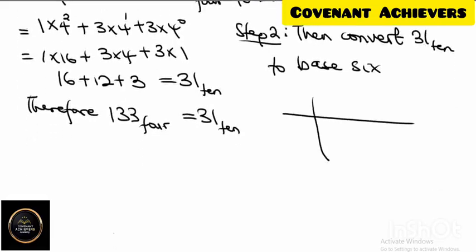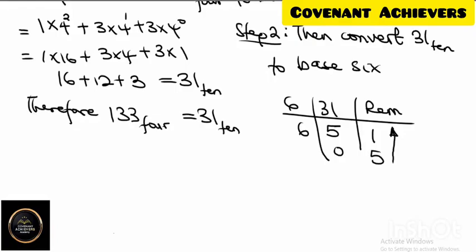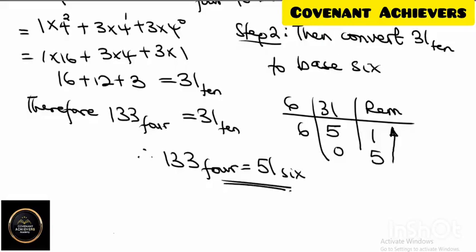Your normal division: this is 31, and here you have your remainder, and you have 6 here. 6 goes in 31, that is 5, remainder 1, and 6 goes in 5, that is 0, remainder 5. So you track it up in reverse order. Therefore we can say that 133 base 4 is going to be 51 base 6, and that is how you solve the question, just like that. You can see how simple it is.